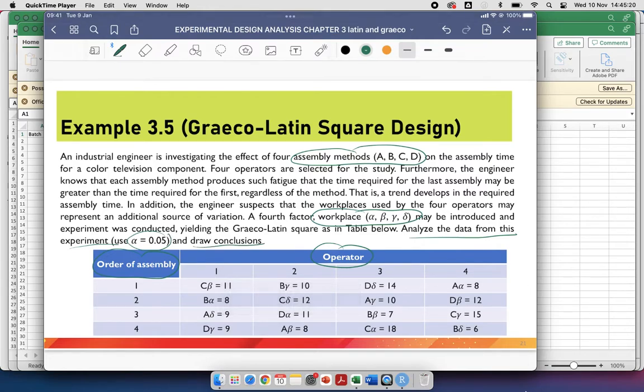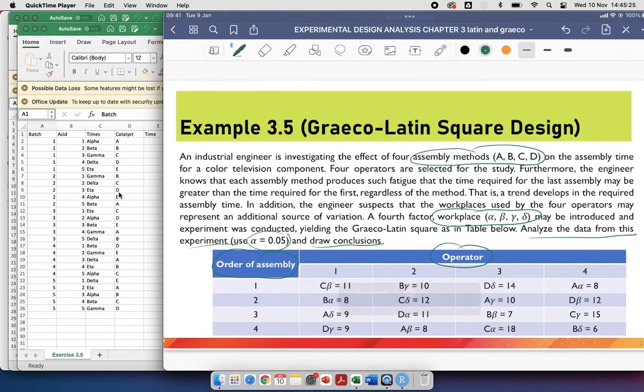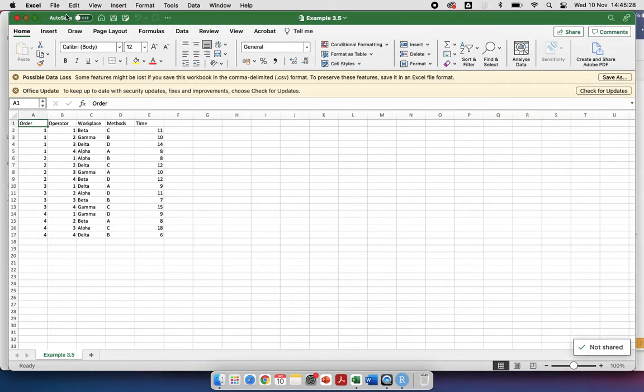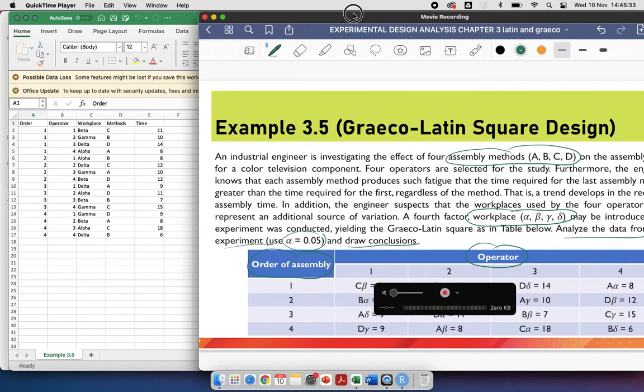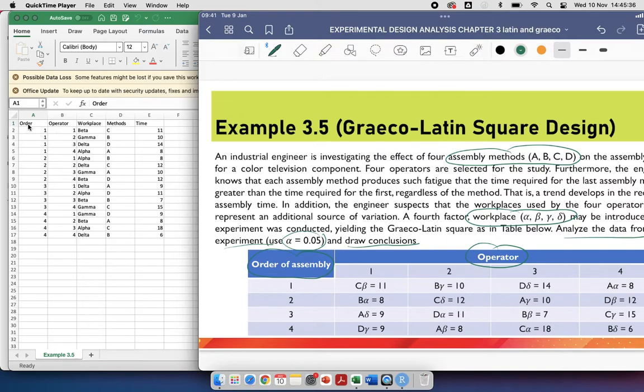So, first we have to put all the data into Excel. Let's see how it is done in Excel. Okay, example 3.5, this is the Excel. We have the order as the nuisance factor, the row, and the operator will be the column, the workplace will be the Greek treatment, the method will be the Latin treatment, and the time is the response. So, there are 4 factors here. Arrange them properly in your Excel, following the table here.